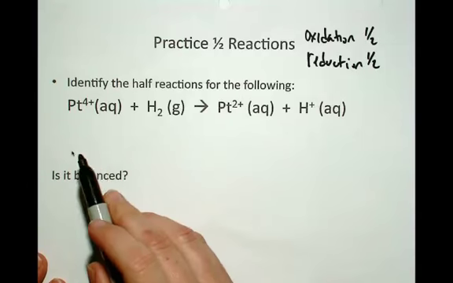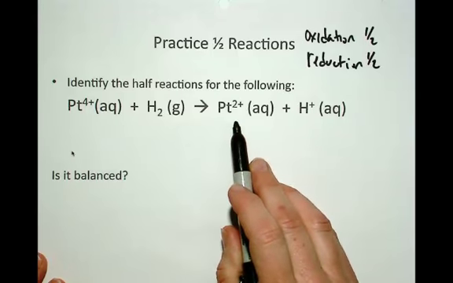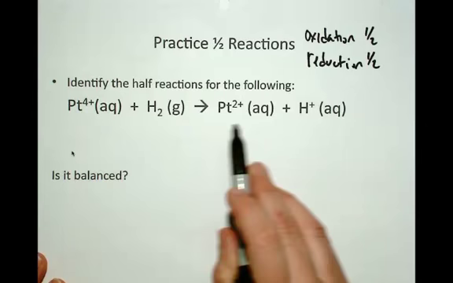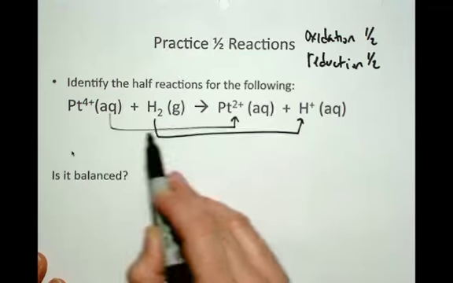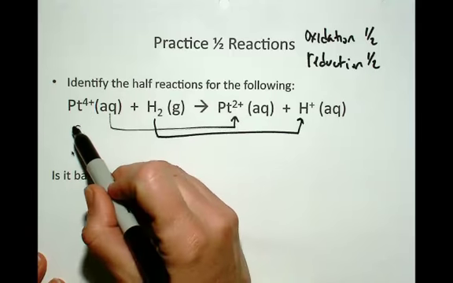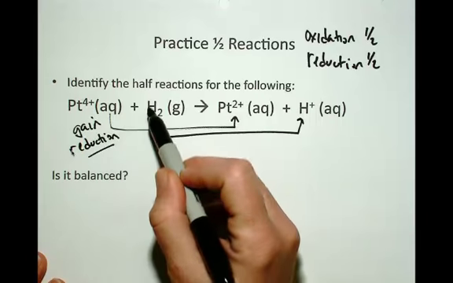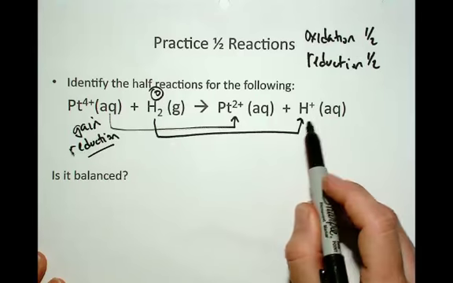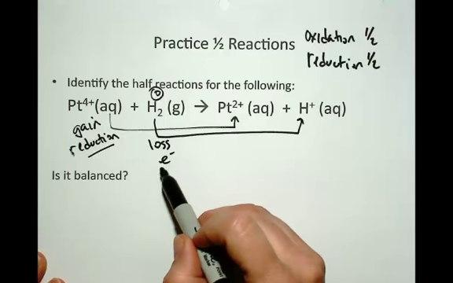So for example, in this particular chemical change, platinum 4+ ion plus hydrogen to give platinum 2+ ion plus hydrogen ion, if you want to identify the half reactions, you have to first identify what's undergoing oxidation and what's undergoing reduction. In this case, the platinum is going from +4 to +2, so that must be a gain of electrons, so that must be undergoing reduction. And the hydrogen is going from a 0 oxidation state to a +1, so that must be a loss of electrons. Okay, so a loss of electrons indicates oxidation.